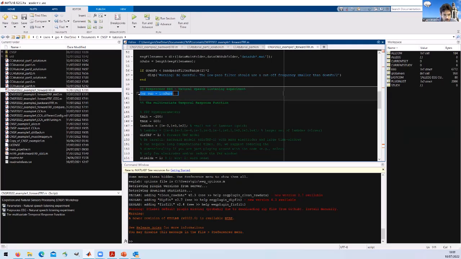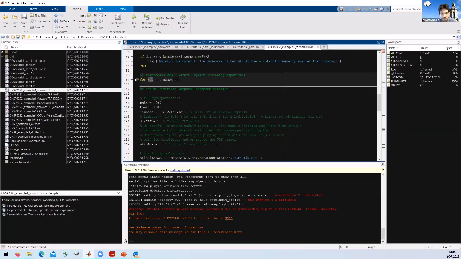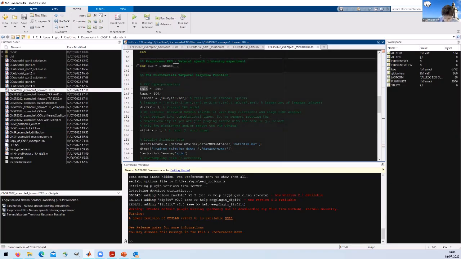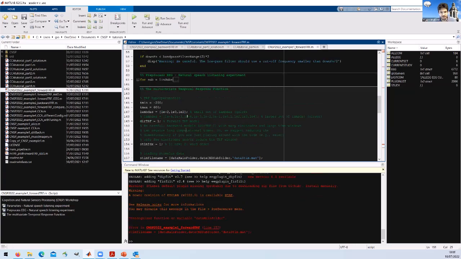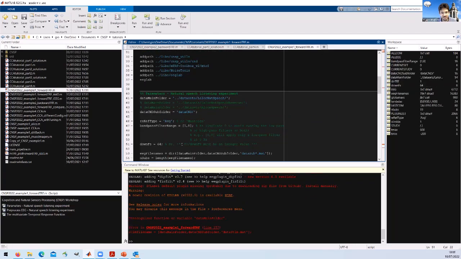So I'll just tuck in here the pre-processing because I ran it already. And then you can just run this section here. Oh, sorry, classic. Haven't run this.